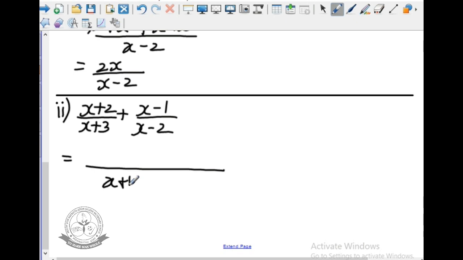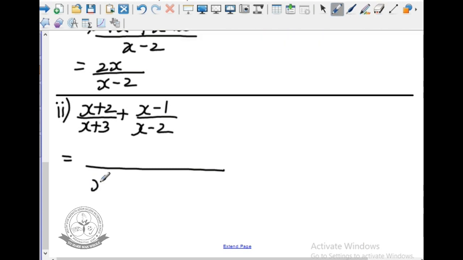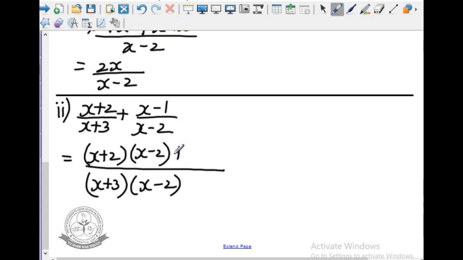x plus 3 into x minus 2, take it as the LCM. Now you have to cross multiply. The first expression's numerator is x plus 2. Compare the denominators. In the first denominator it is x plus 3, and in the LCM also x plus 3. The missing term is x minus 2. So write that x minus 2, plus the second numerator x minus 1.